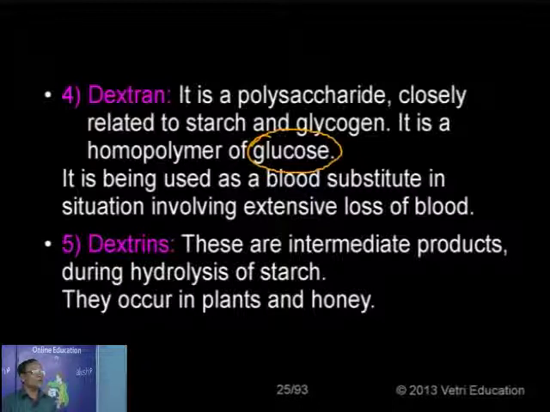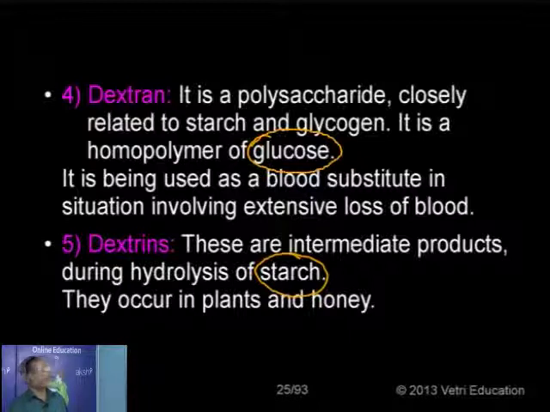Dextrin. It is nothing but an intermediate product that is formed during the breakdown or hydrolysis of starch. It is a breakdown product, one of the modified forms of glucose, and that is dextrin. It is formed during the hydrolysis of starch. It is most abundant in plants as well as in honey. You know that in the case of honey we have simple sugars in the form of dextrose and levulose.